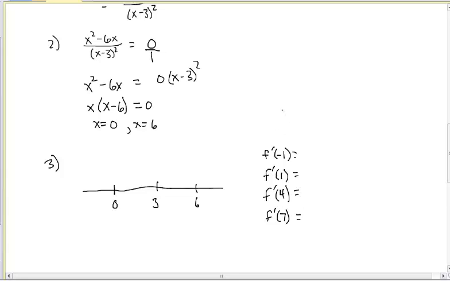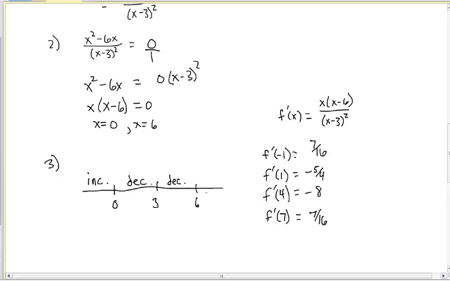And I'm going to rewrite our derivative here too. So we have f prime of x is equal to x times x minus 6 all divided by x minus 3 squared. So at -1 we have 7/16. So that means that we're increasing in this interval. At 1 we have -5/4. Means we're decreasing. And at 4 we have -8. Again, decreasing. And at 7 we have 7/16. So we're back increasing. And now we need to evaluate each of our critical values.